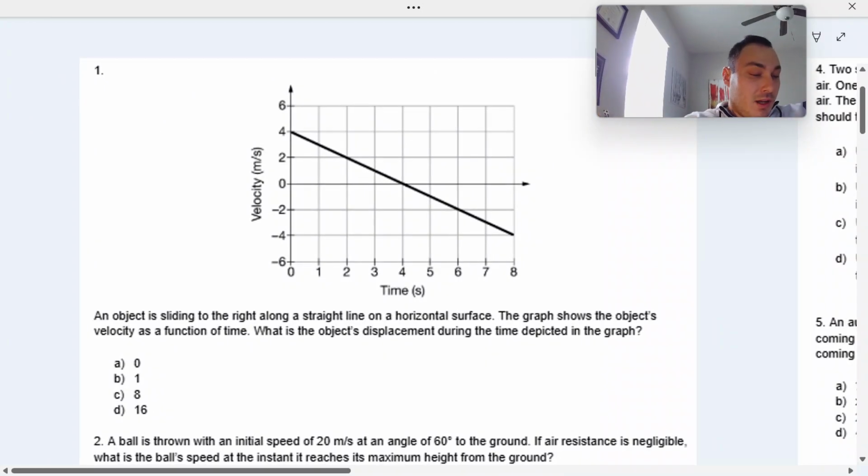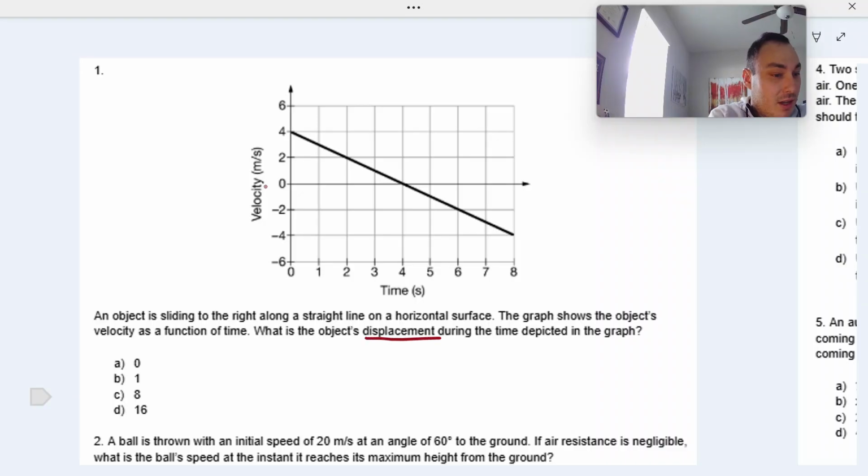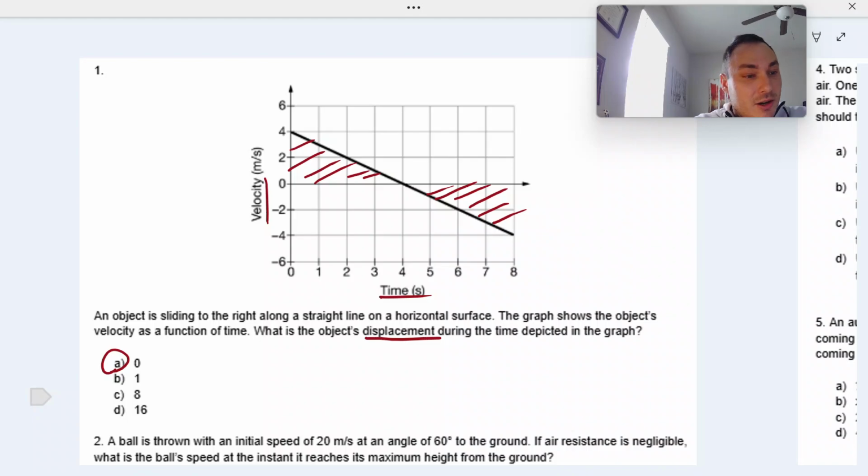Let's get going. An object is sliding to the right along a straight line on a horizontal surface. The graph shows the object's velocity as a function of time. What is the object's displacement during the time depicted in the graph? So we're trying to get the displacement of the object. This is a graph of velocity versus time. Displacement from the velocity versus time graph is the area under the curve. And I can see that the area above the zero equals the area below the zero. So I know the displacement here is 0. We went the exact same amount of time going in the forward direction as we did in the reverse direction. Almost knocked down my lamp. So the total displacement is 0.